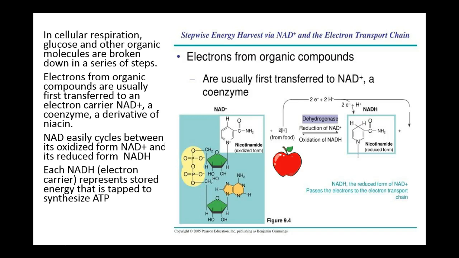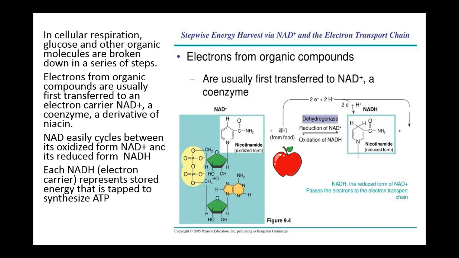NAD is nicotinamide adenine dinucleotide. I'm actually saying that incorrectly. We always talk about it as NAD. NAD is nicotinamide.